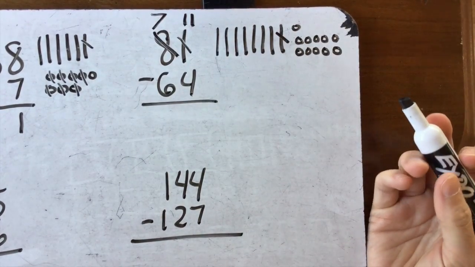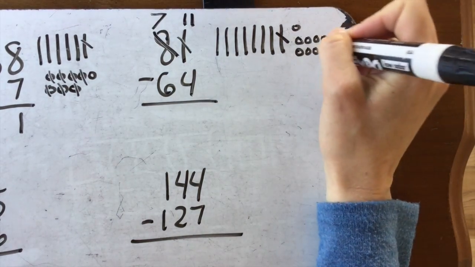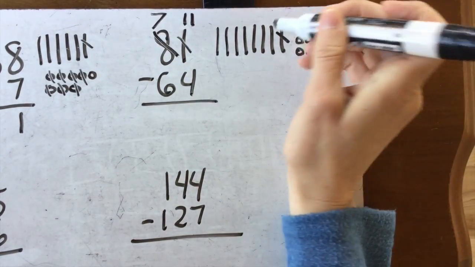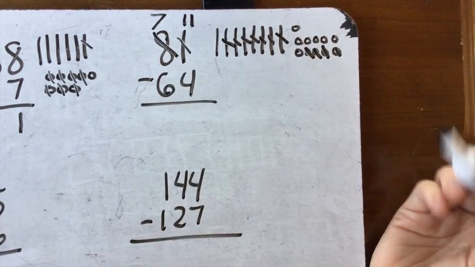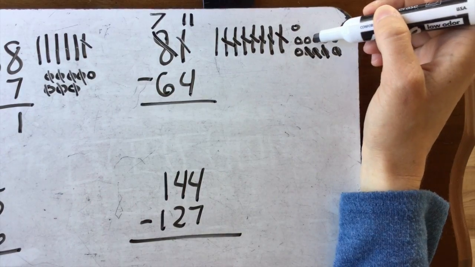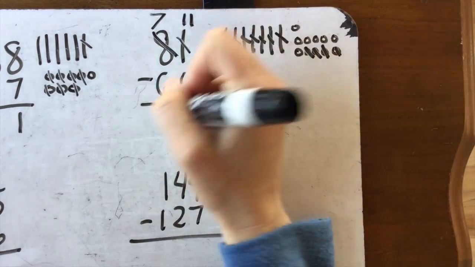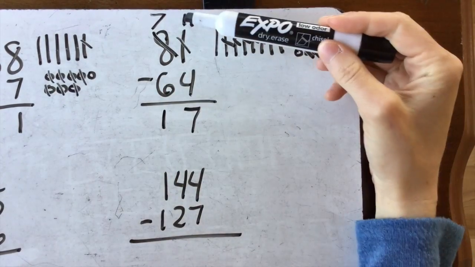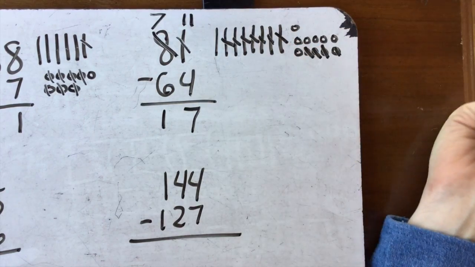Now we can cross off our 64, sorry. So we have 4 ones, 1, 2, 3, 4, and 6 tens, 1, 2, 3, 4, 5, 6. All right, so we have 1, 2, 3, 4, 5, 6, 7 ones left over, and 1 ten left over. And so 11 minus 4 we know is 7, and 7 minus 6 is 1.